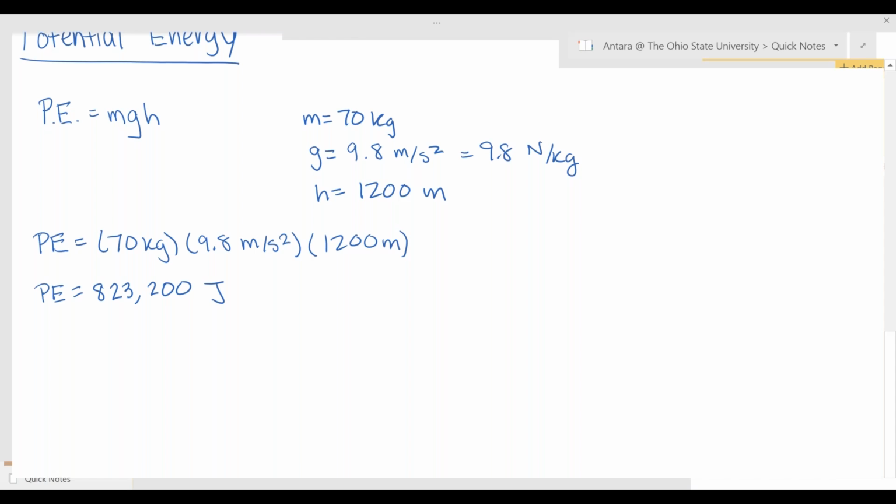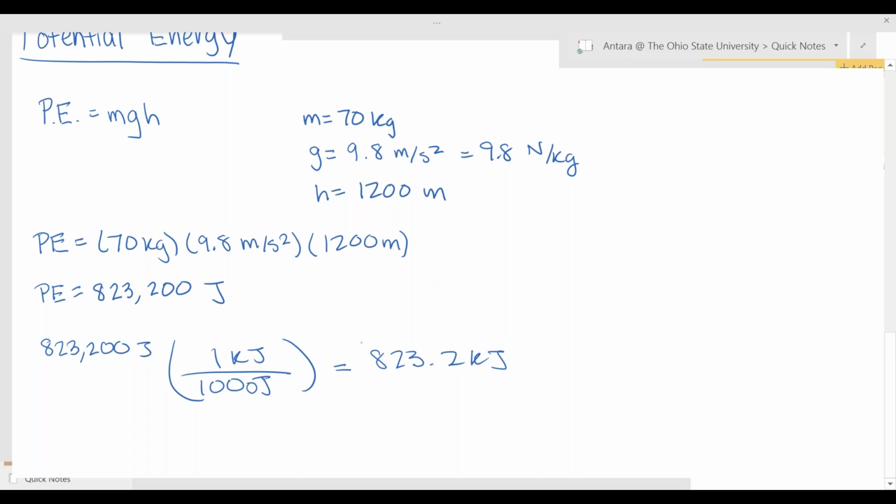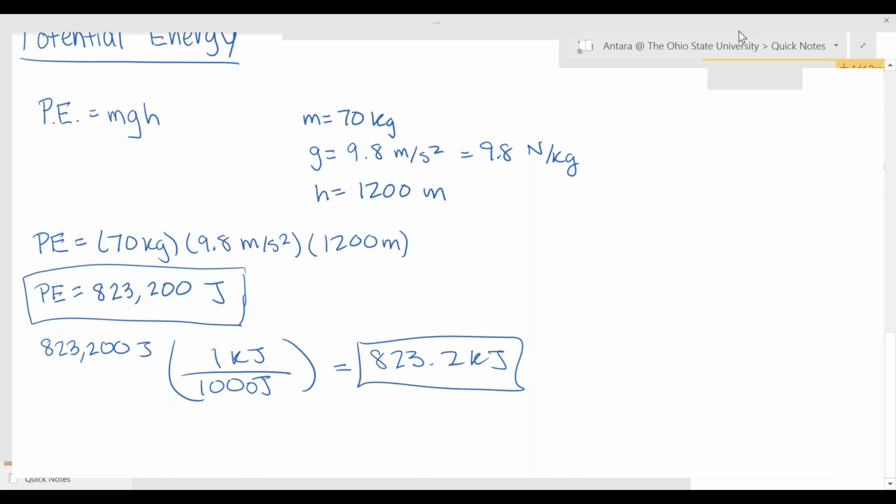So kilojoules is basically, there are 1,000 joules in 1 kilojoule. So we could convert this and say, we have 823,200 joules, and we have 1,000 joules in 1 kilojoule. And it's basically 823.2 kilojoules. So either of these values are the same thing, just different units. Okay, so this is potential energy. It's a fairly simple problem.